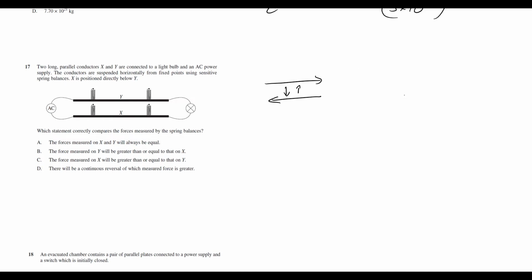Now, what about if it's going anti-clockwise? Well, for Y, it would be going to the left, and for X, it would be going to the right. And so we see the exact same situation: two currents on parallel wires going in opposite directions. So the force on X would increase, and the force going down on Y would decrease. So we can say fairly safely that the force measured on X will be greater than or equal to that on Y. And there we go, that's simply based off the fact that they're always going to be repelling each other.